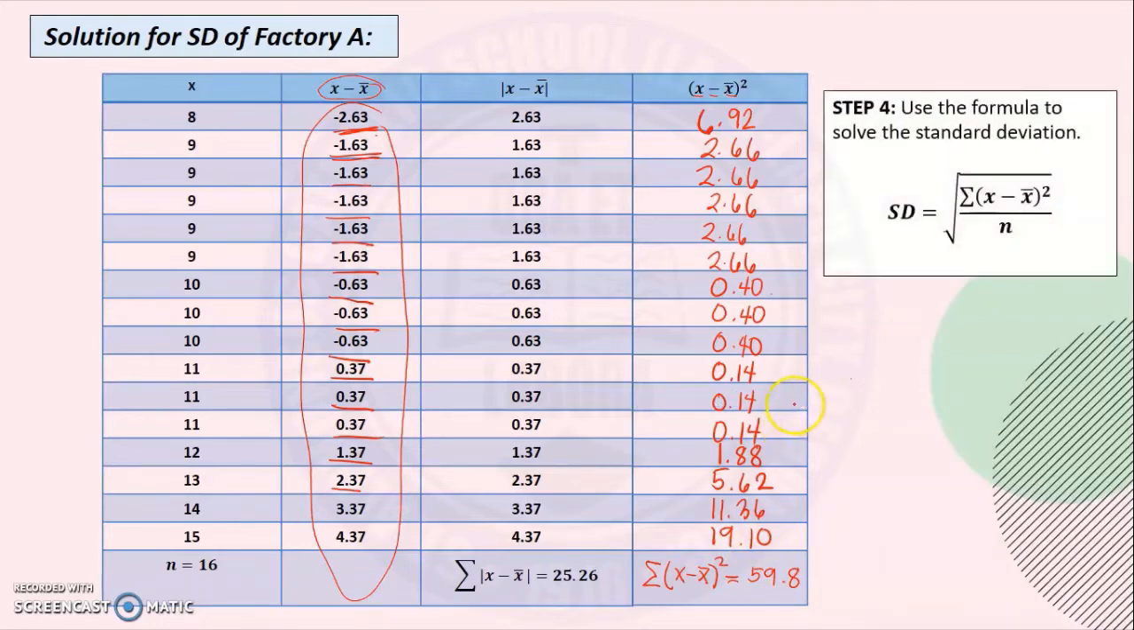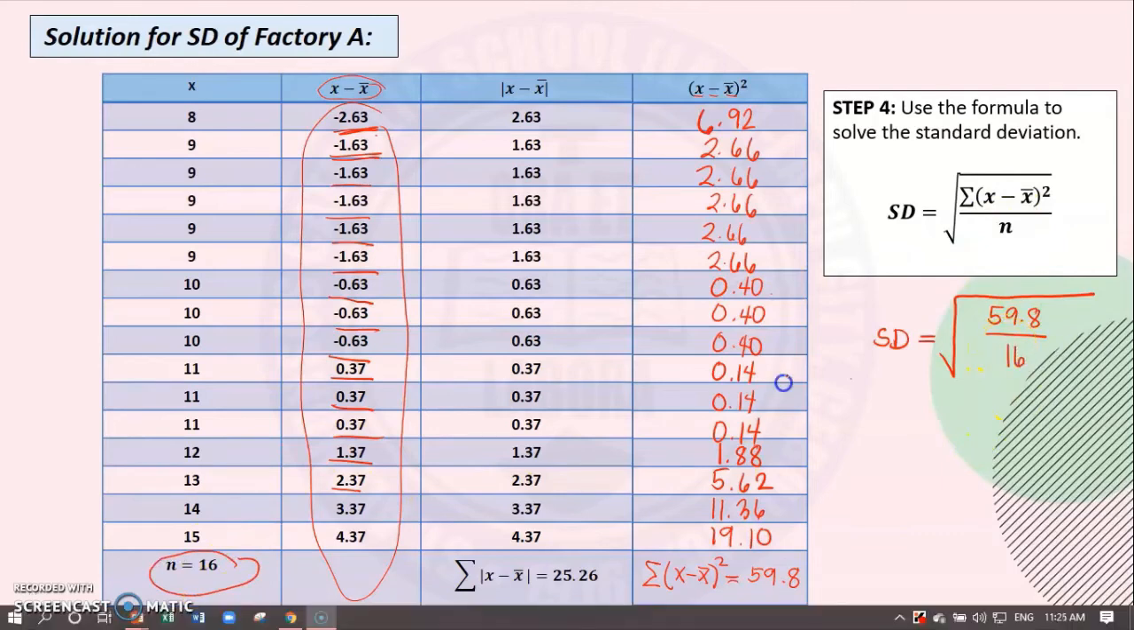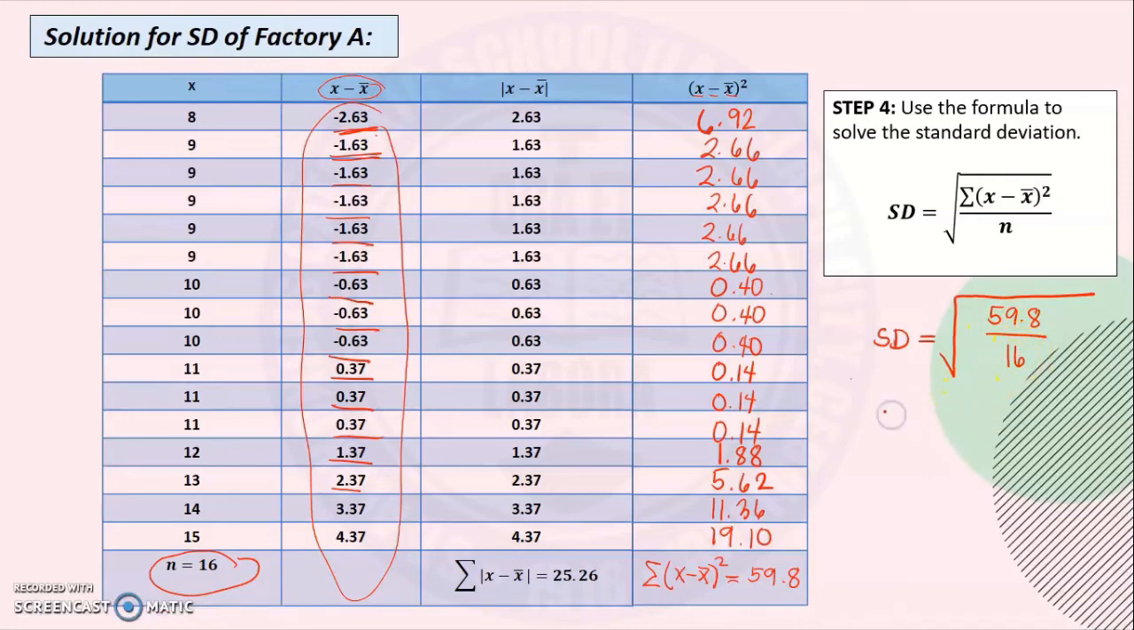Step 4. Use the formula to solve the standard deviation. So this is the formula. We are just going to copy that. Standard deviation is equal to the square root of, we are now going to substitute the values. So the sum of x minus mean squared, this is the sum of the values of the fourth column. So we have here 59.8 divided by the value of n. And our value of n is 16, so we can just write 16 here. Now, using our calculator, let's solve for the square root of 59.8 divided by 16.